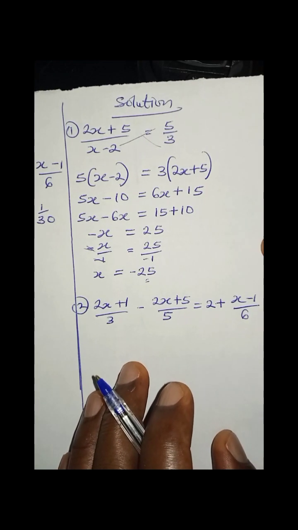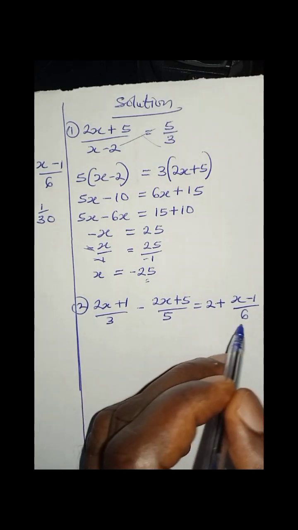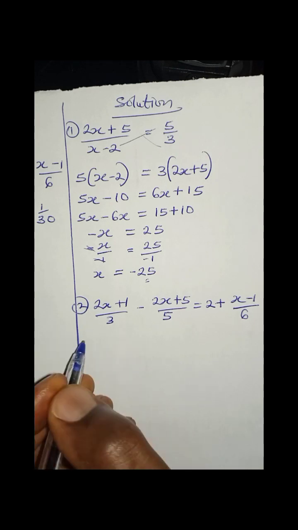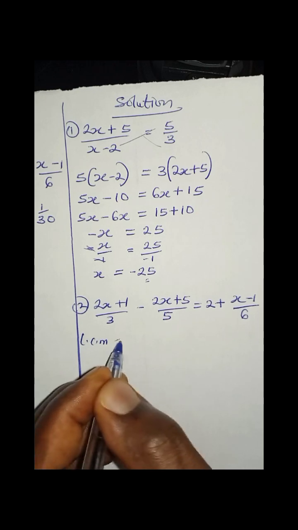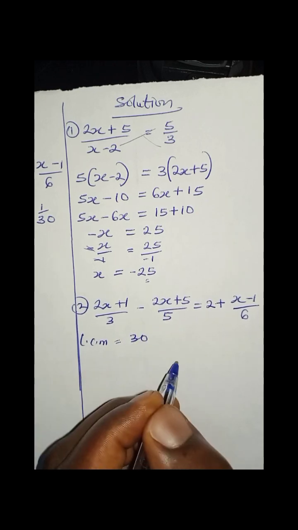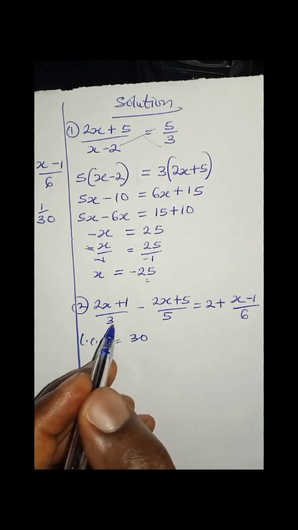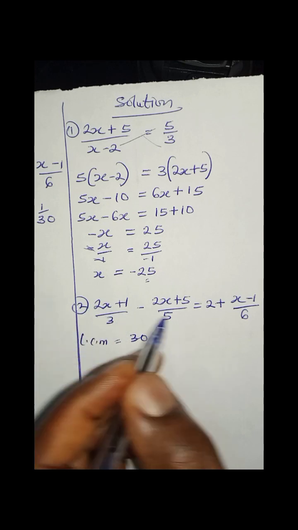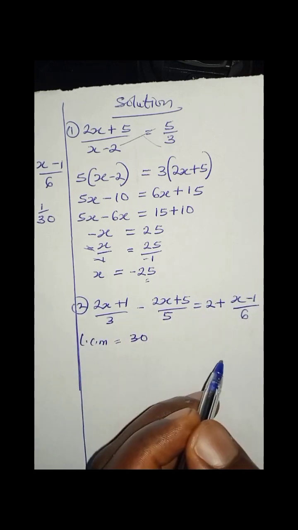So in answering this question, we look at our denominators, which are 3, 5, and 6. And we look for their LCM. The LCM, the lowest common multiple of 3, 5, and 6 is 30. So what we do in this case is we multiply the entire equation by 30. We multiply this by 30, this times 30, this times 30, and this times 30.